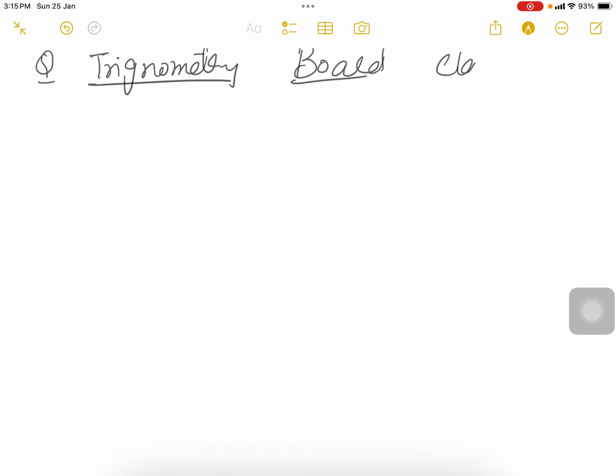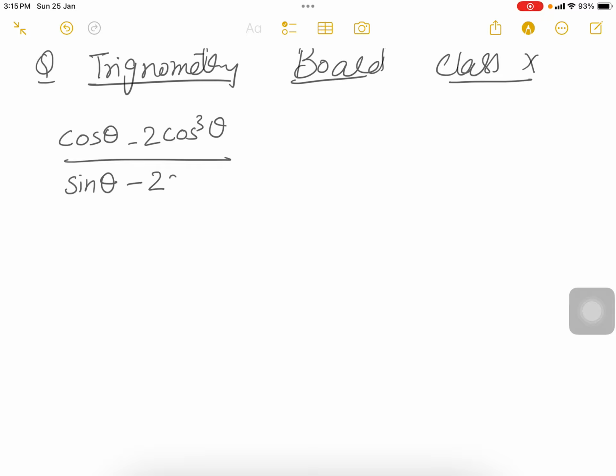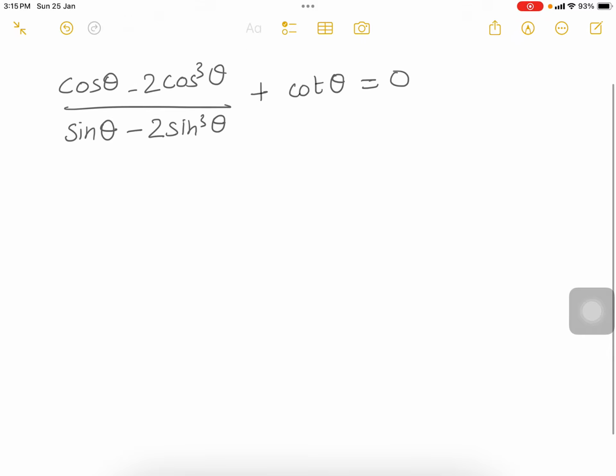Hello everyone. So let's do one important question of trigonometry for class 10th board. For board exam we are doing one important question of trigonometry. The question is (cos theta minus 2 cos cube theta) upon (sin theta minus 2 sin cube theta) plus cot theta is equals to 0. So we have to prove LHS is equals to 0. So let's start the solution.